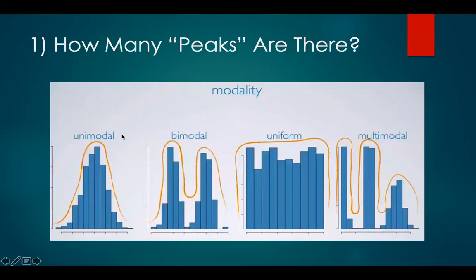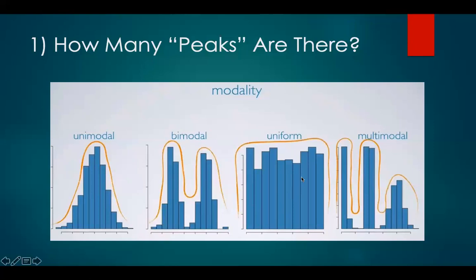Right, so in your unimodal distribution, all of the values are clustered around one central peak right here. And this is when you can draw a cohesive bell curve shape over your distribution. Now, bimodal distributions have values or scores rather that are clustered around two central peaks.